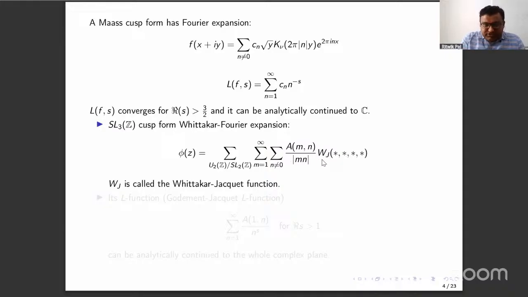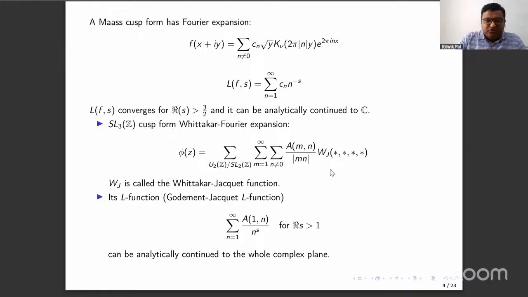First, W_J is called the Whittaker-Jacquet function, and it depends on four different indices. And these Fourier-Whittaker coefficients, not Fourier-Jacobi, sorry, are given by A(M,N), where M runs from 1 to infinity and N runs through all of Z, but N is not equal to zero. Its L function, called the Godement-Jacquet L function, is given by the sum of A(1,N) by N to the power s, N from 1 to infinity, for real s greater than 1, and this can also be analytically continued to the whole complex plane.